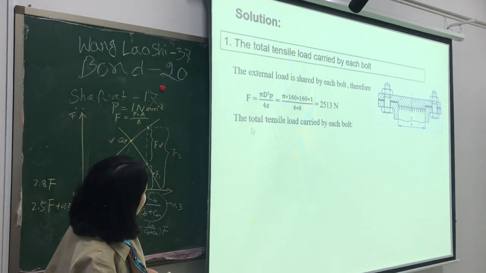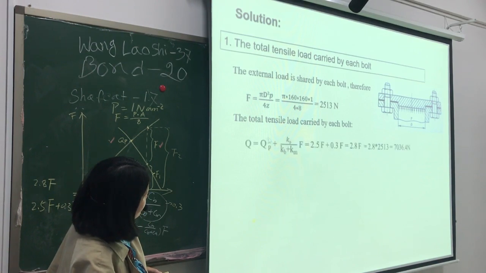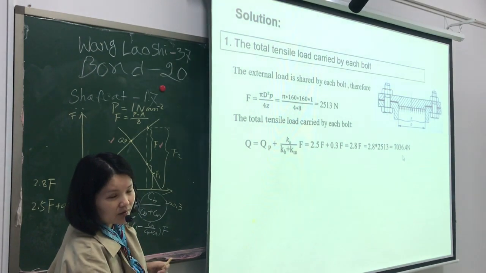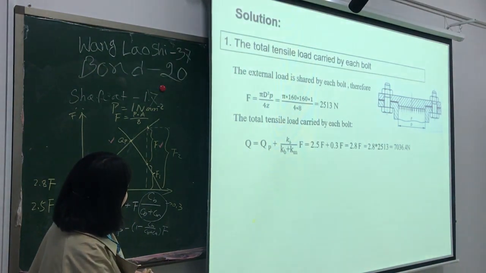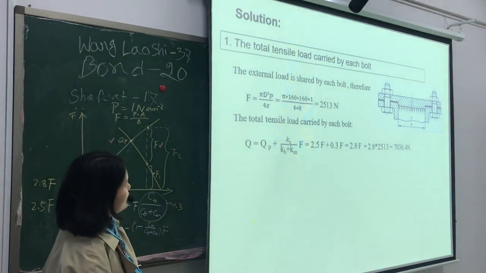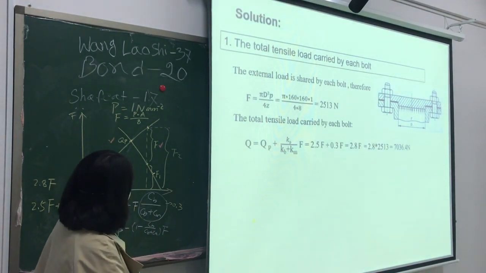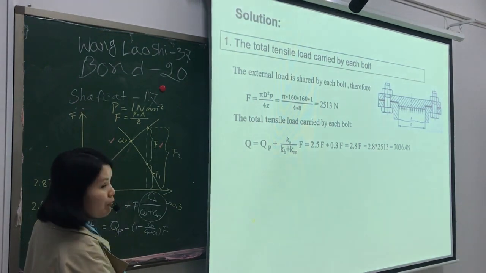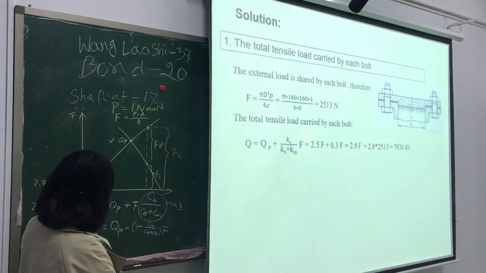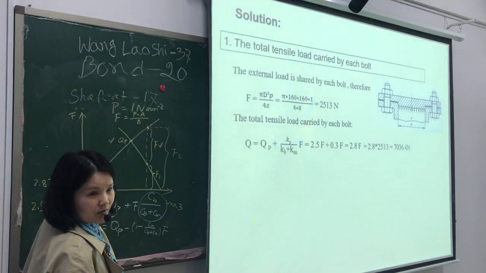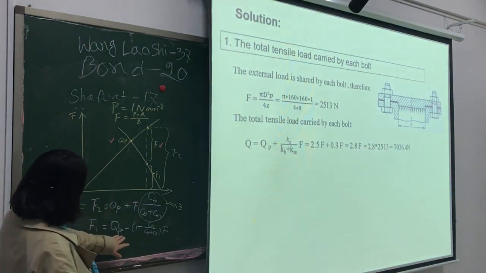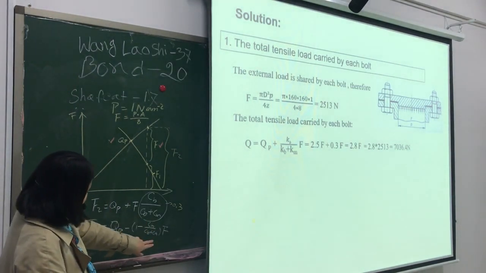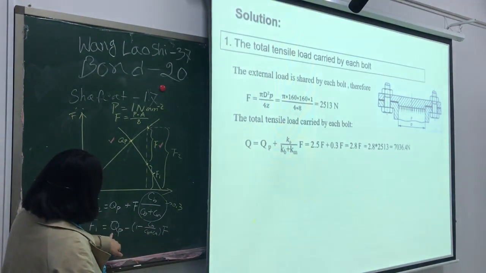So the total tensile load carried by each bolt is this. Calculate. Okay, and then we calculate the resultant load of the members F1. F1 is the remnant preload, and F1 is QP minus this times F.